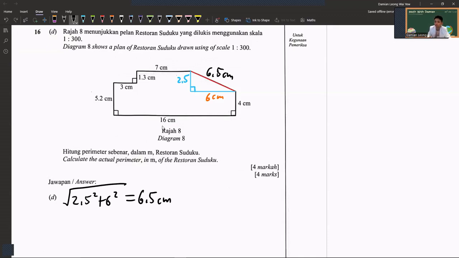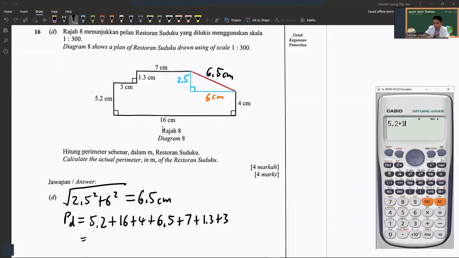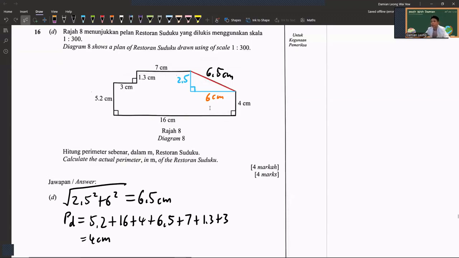So the perimeter in the drawing is this one. I can calculate the perimeter first. Area we have to convert first, but perimeter is okay because the unit is still in cm. It's still a measurement of length. So we can add together first. 5.2 plus 16 plus 4 plus 6.5 plus 7 plus 1.3 plus 3 is 43 cm. This is in the drawing.